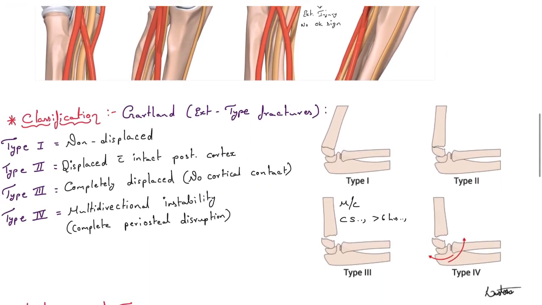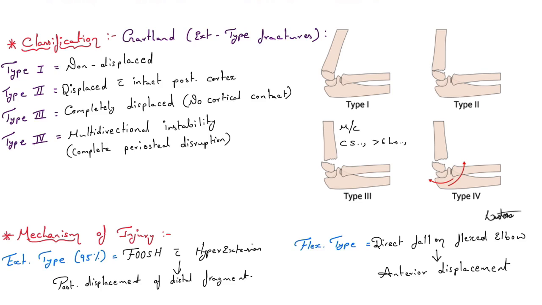Next, classification. We have one classification, that we call the Gartland system. For this fracture, this classification is mostly for extension type fractures. In this image, type 1, you can see it is non-displaced, that means the fracture is there but undisplaced. So this comes in type 1 Gartland extension type fractures. The second one, type 2. In type 2 we can see some displacement, with an intact posterior cortex.